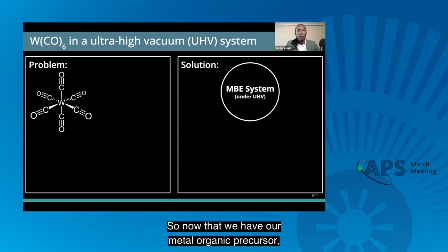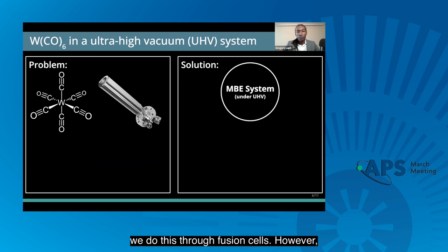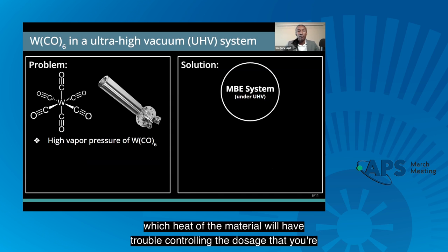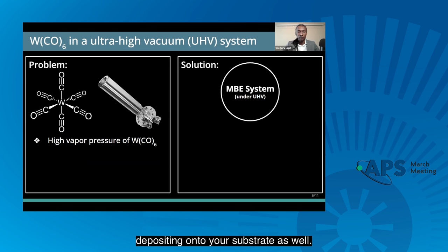So now that we have our metal organic precursor, how do we bring it into the ultra-high vacuum system? Typically, we do this through effusion cells. However, this metal organic precursor has an extremely high vapor pressure. The effusion cells, which heat up the material, will have trouble controlling the dosage that you're depositing onto your substrate.